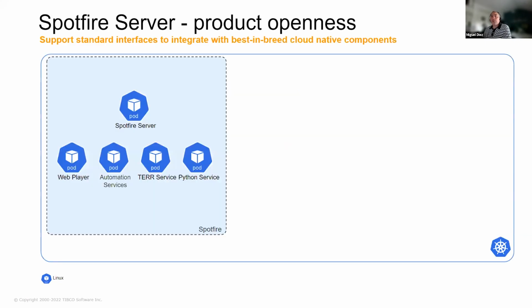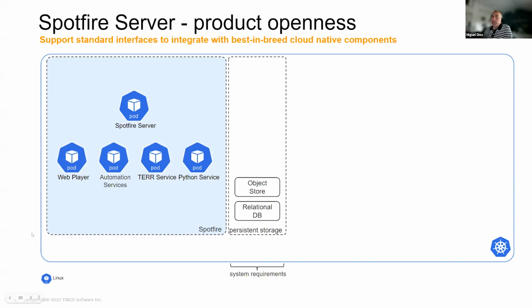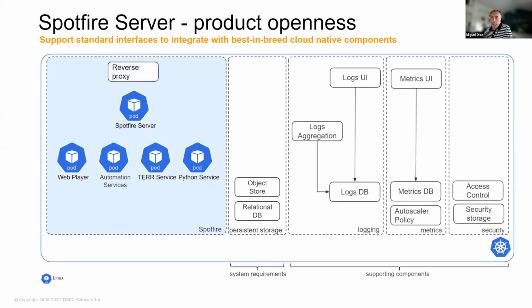We understand also that when our customers deploy Spotfire, you need to integrate not only with the system requirements, but also with a series of supporting components for easier application management, what we call the ecosystem. Typical examples are logging, metrics and security. And here our strategy is to support standard interfaces to integrate with best-in-breed cloud-native components.